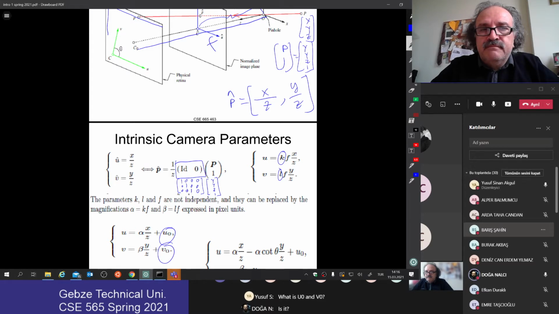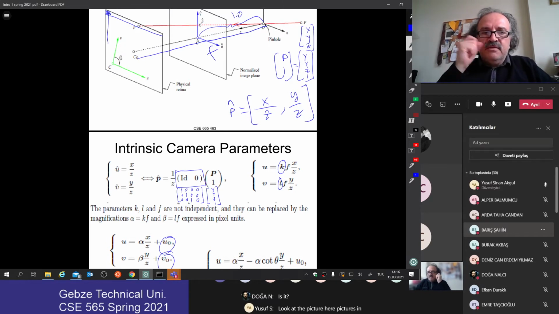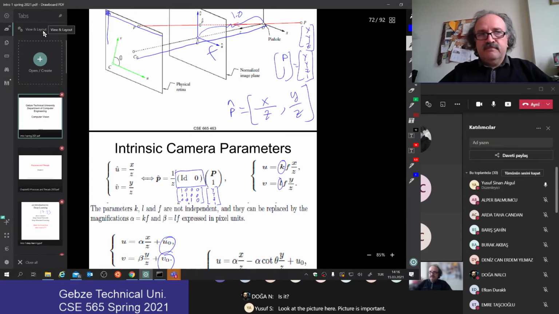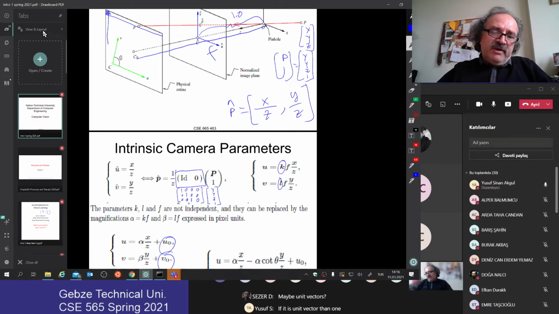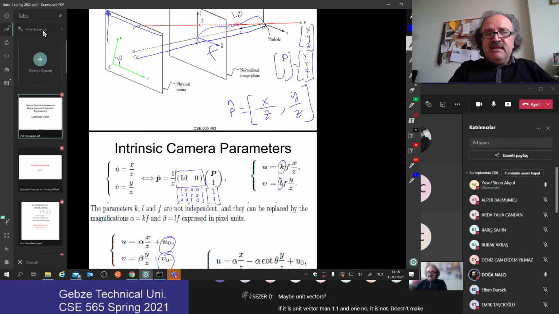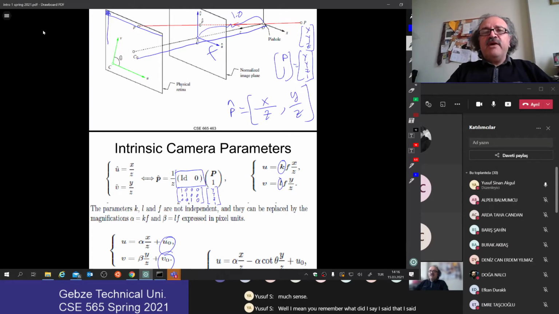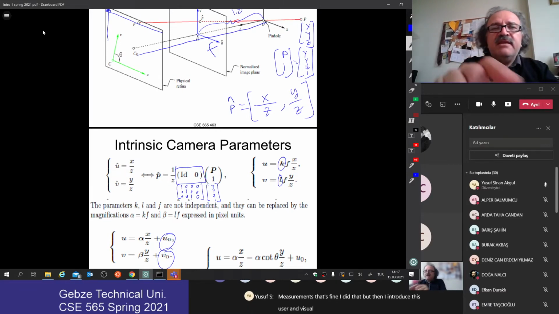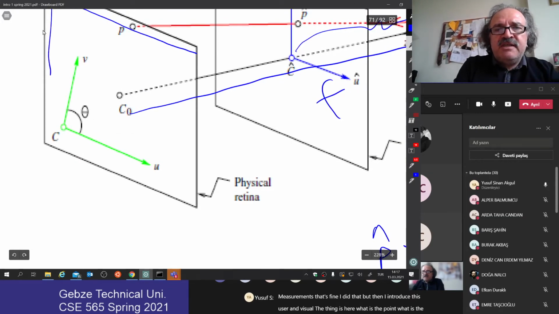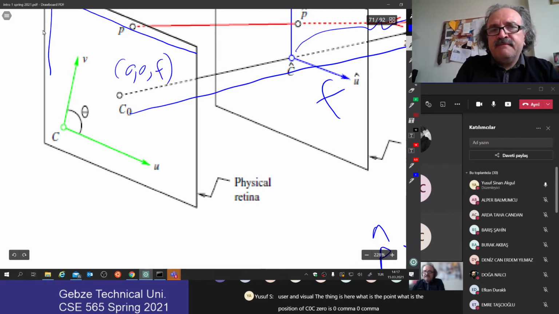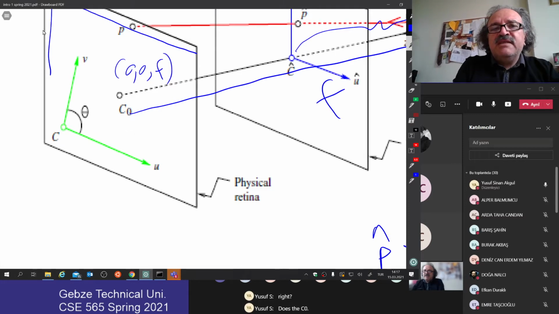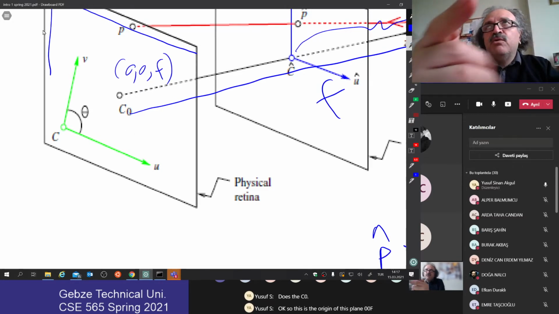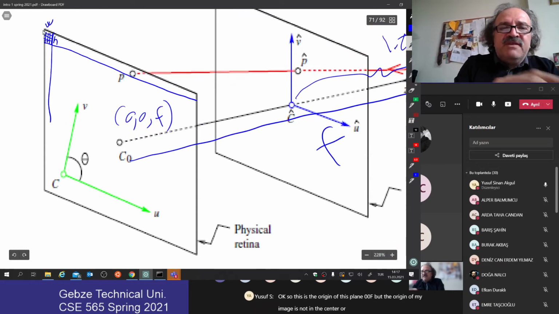Look at the picture here. The picture is important. Maybe unit vectors? If it is a unit vector, then 1, 1 and 1. No, it is not. Doesn't make much sense. Remember what I said: we need to factor in the width and height of the pixel measurements. That's fine. I did that, but then I introduced this U0 and V0. What is the position of C0? C0 is 0, 0, F, right? This is the origin of this plane, 0, 0, F. But the origin of my image is not in the center. The origin of my image is either here or there.